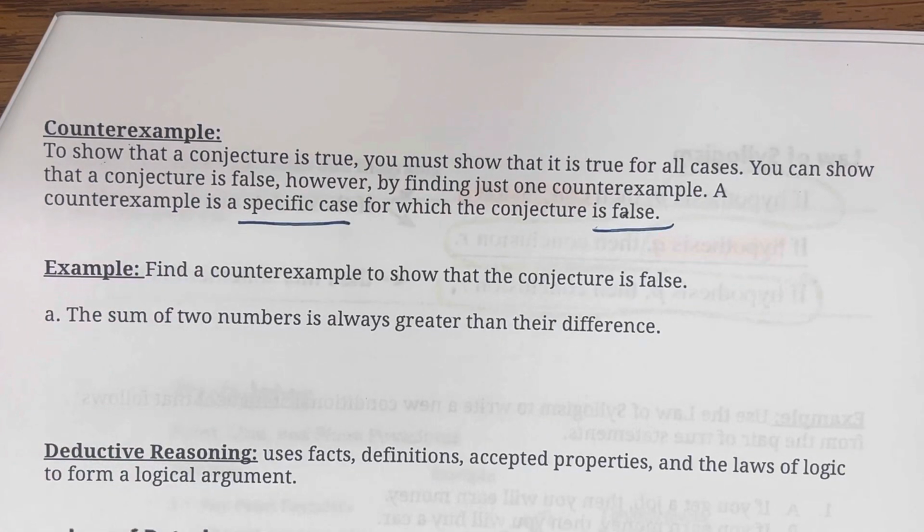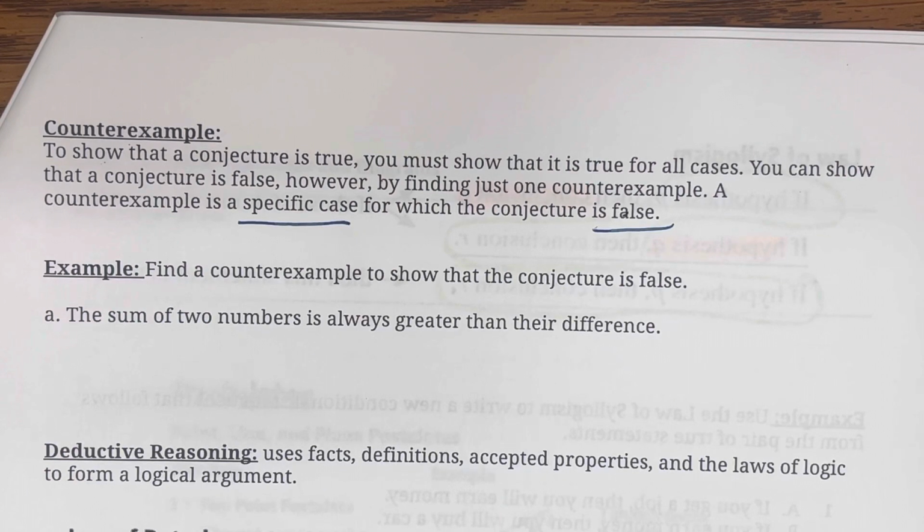Okay? So an easy example by words would be someone making the conjecture that LeBron James is the greatest basketball player ever. I could prove that false by saying, no, Michael Jordan is the greatest basketball player ever. So that would be my counterexample to prove the statement false, hence the conjecture would be false.